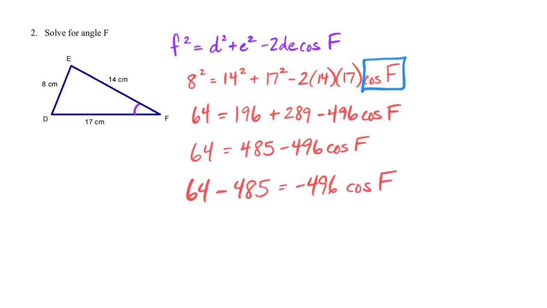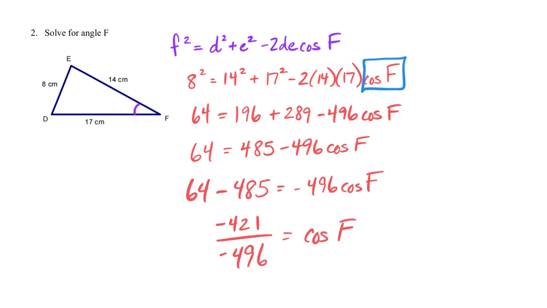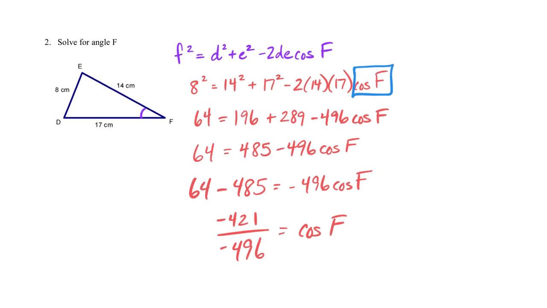Now, that line we should be automatic with. We don't do that when we solve linear equations anymore. So you should be good to be able to subtract off that 485. That gets us a negative 421. At the same time, let's divide out that negative 496. I just have to fill that back in again. And that is going to be my correctly isolated value for cos F.